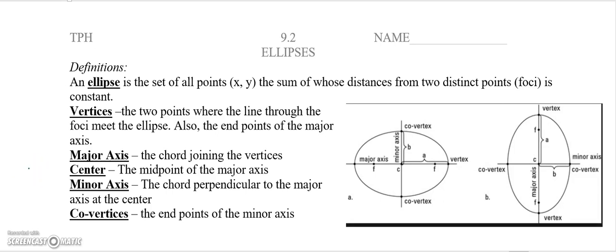Class. Today we're going to talk about ellipses. An ellipse is the set of all points, so all the points all around here, whose sum of distances from the foci is constant.